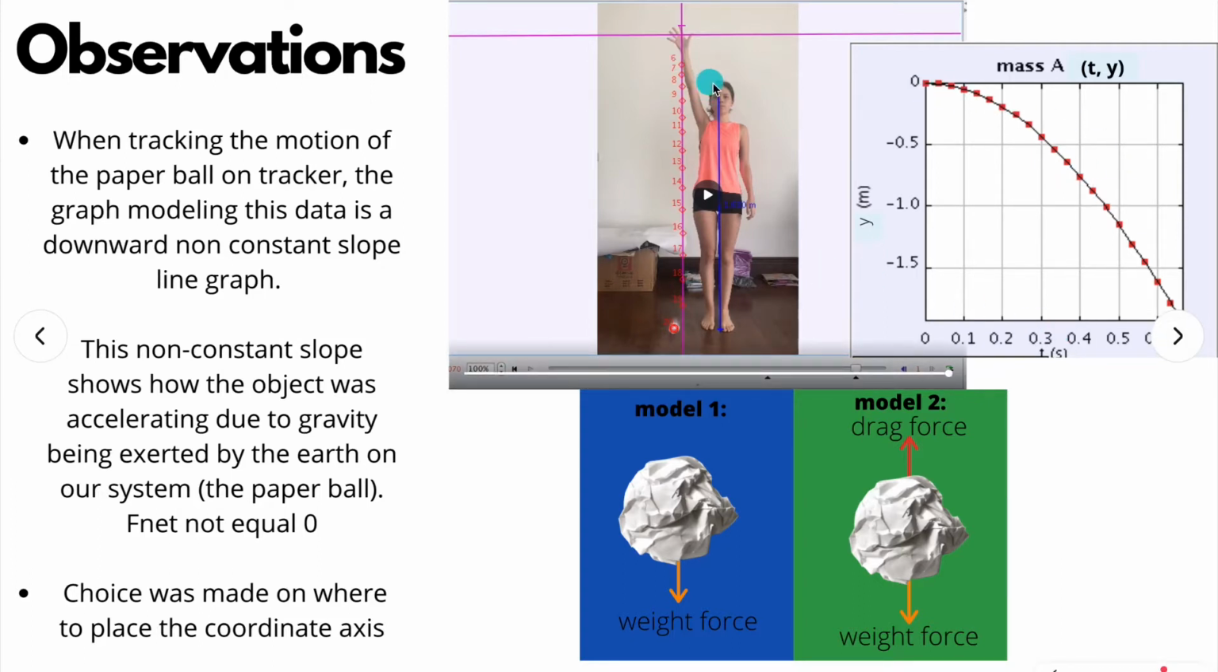I made a choice on the axis, putting the origin on the center of the paper ball before it was moving, and the object moving in the negative y direction. Before moving on to showing the computational models, these are the two free body diagrams that represent the computational models. Model 1 is only accounting for the weight force, which is going in the negative y direction, and Model 2 is accounting for both weight force and drag force.